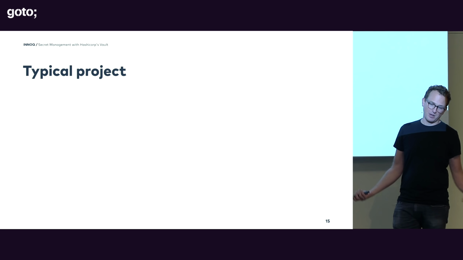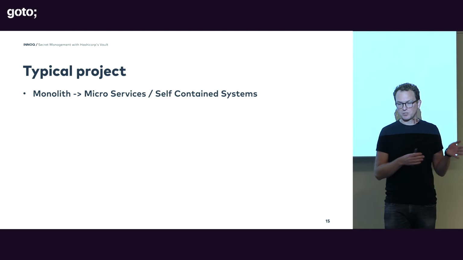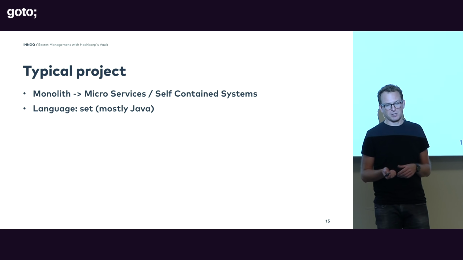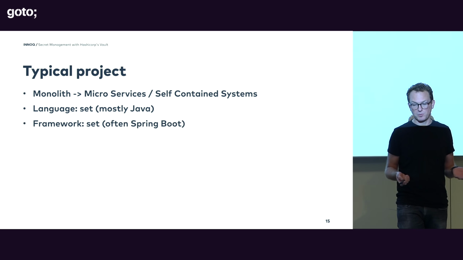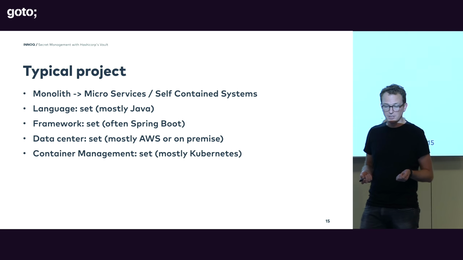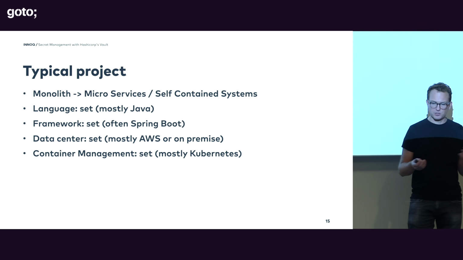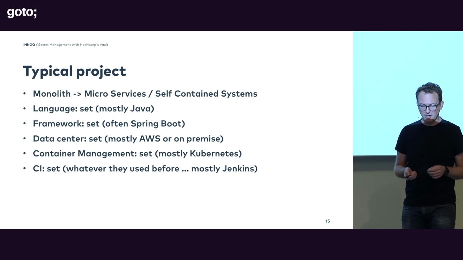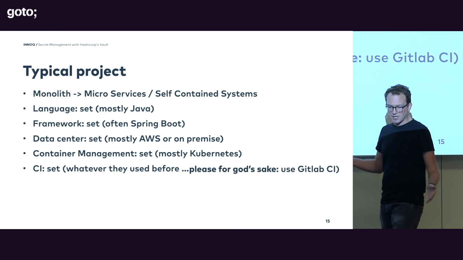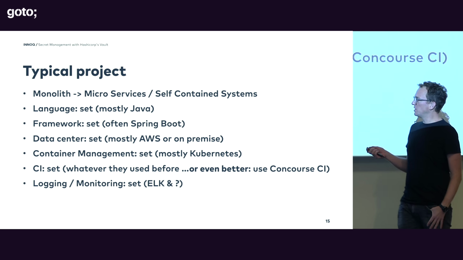A typical project where I usually come in is a migration from a monolith to a microservice or self-contained system architecture. The language is a lot of times already set. It's mostly Java with Spring Boot. The data center is usually, for us, AWS or on-premise. Container management these days is always Kubernetes. We don't even get the question anymore if that's the right solution or not. And then CI, whatever you used before, it's mostly Jenkins, and please use something like GitLab or even something like Concourse CI. Logging, everybody knows about logging.